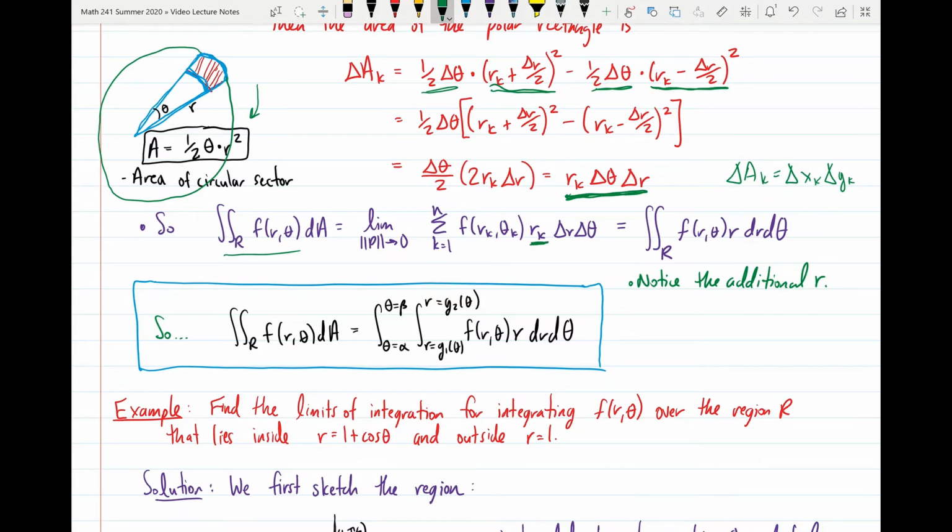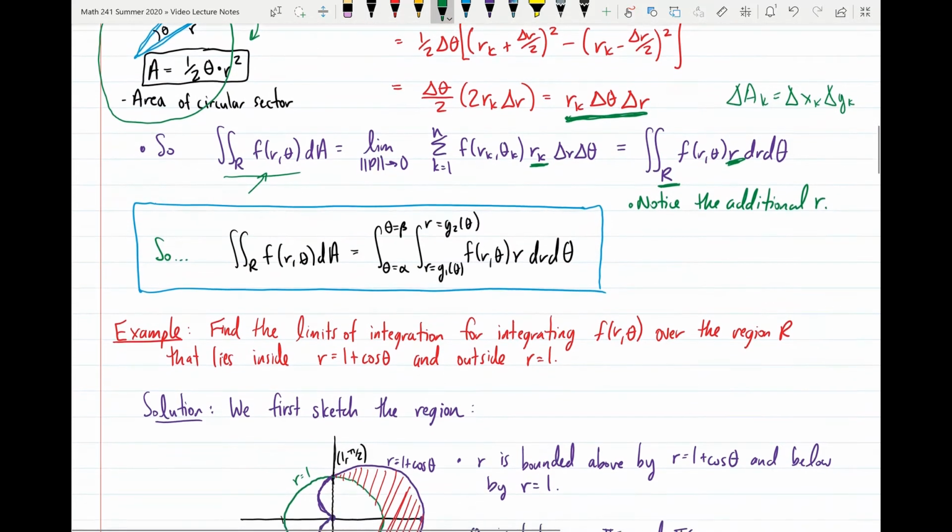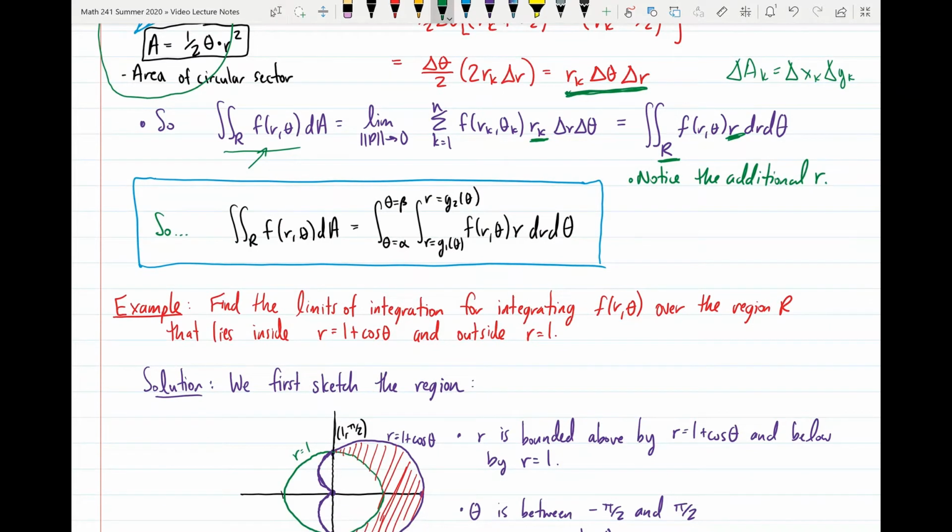And so we can write this as the double integral of f of r theta times r. So now we have this extra r, dr d theta, over the region R. So the double integral of f of r theta over the region R is equal to the double integral of f of r theta times r dr d theta. Okay, so this is a way to now represent the double integral as an iterated integral for polar coordinates. And so I list that down below here in this blue box.